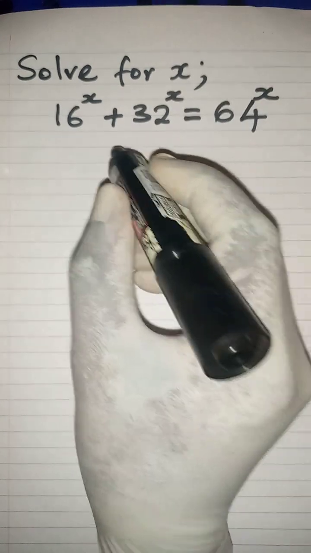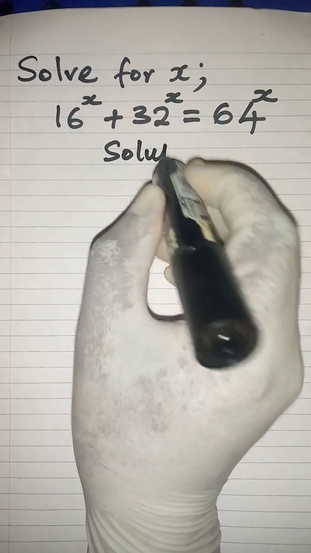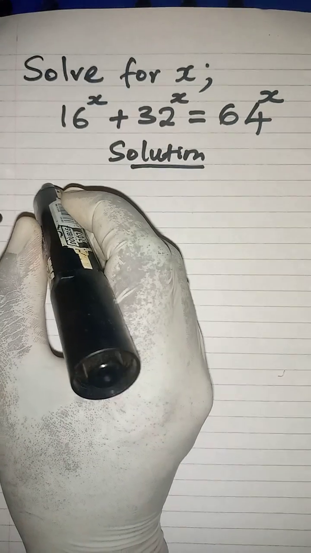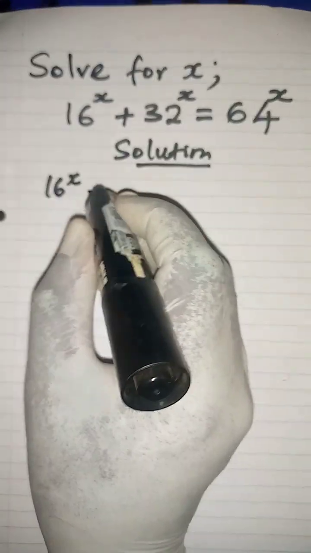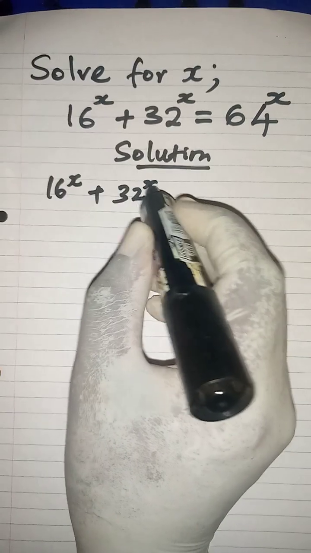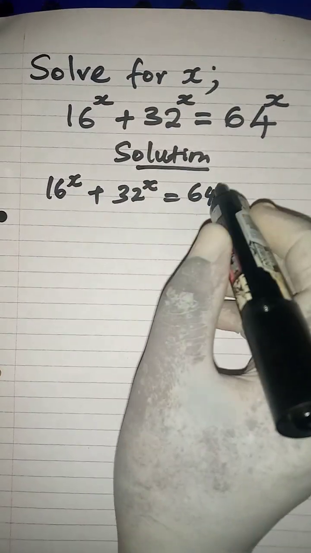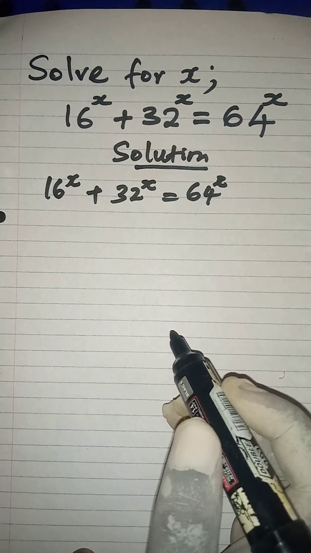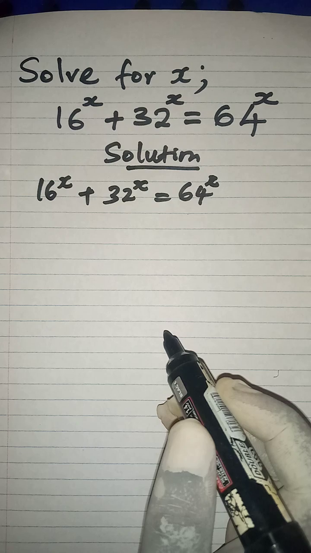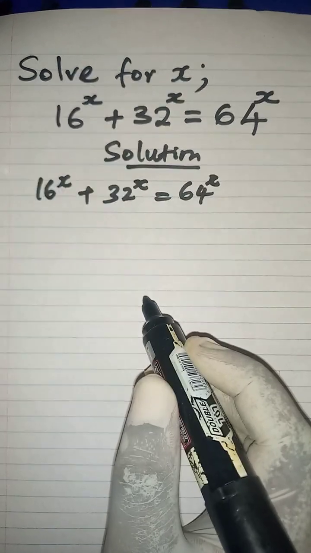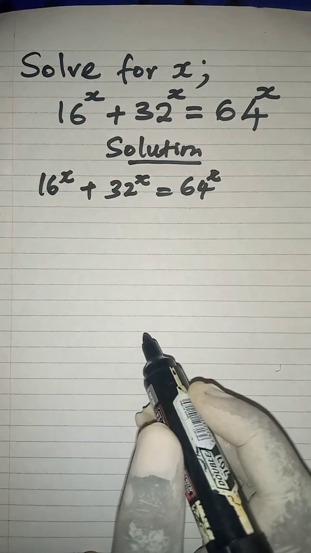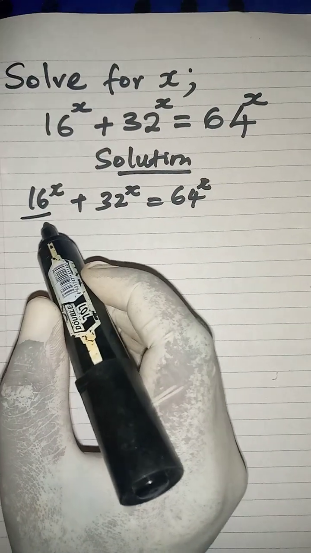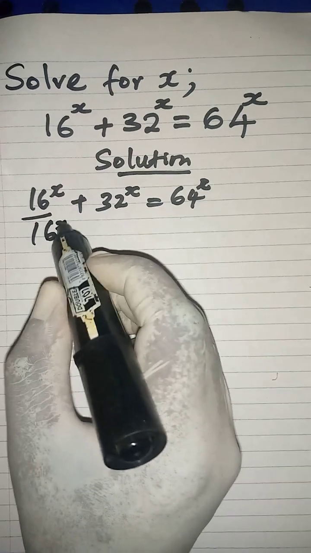So let us dive into the equation. On the solution part, I have 16 raised to x plus 32 raised to x is equal to 64 raised to x. The best approach to solve this is typically, I'm very sure you can predict the value of x, or you can guess. But the first approach, I'm going to divide all through by 16 raised to x.